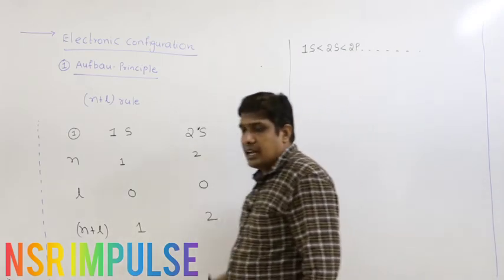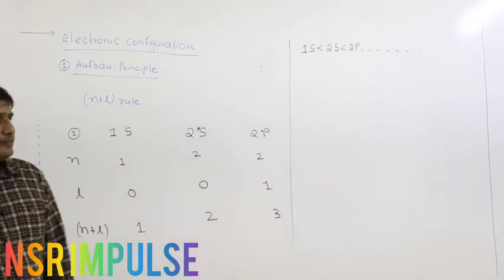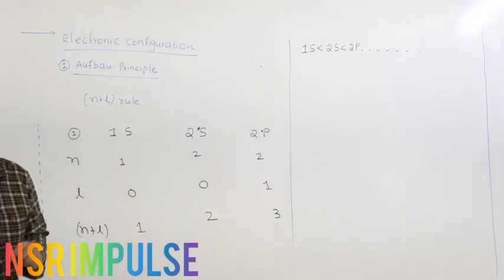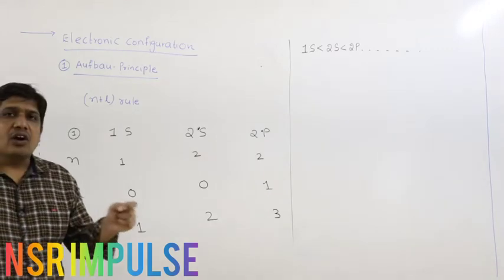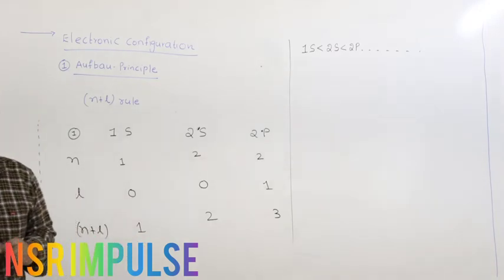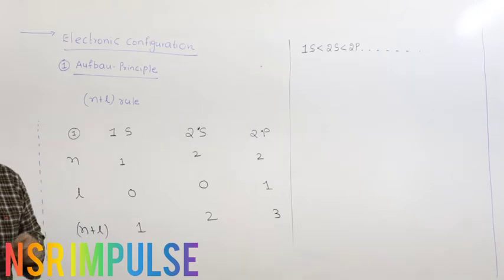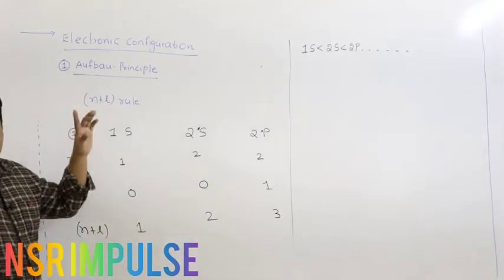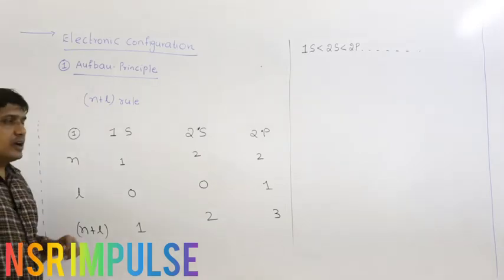So let us recollect once again. In ground state of atom, orbitals are filled in the increasing order of their energies. The energy of orbital is determined by n plus L rule. n is principal quantum number, L is azimuthal quantum number.